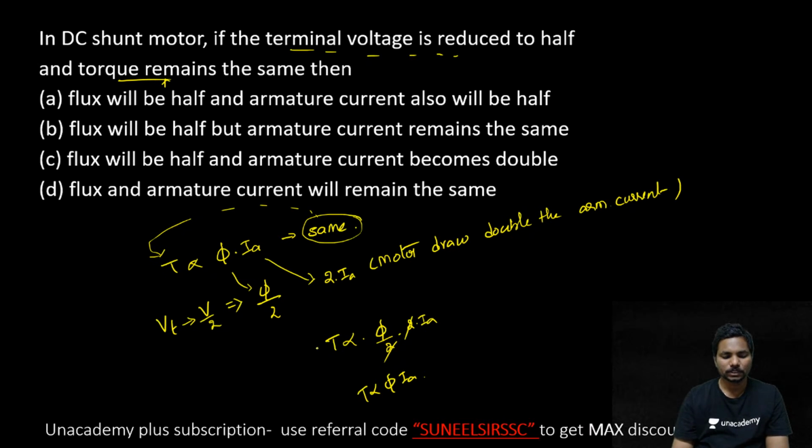So which option is correct here? Flux will be half, and armature current is going to be double. So the answer is option C. So the answer is option C.